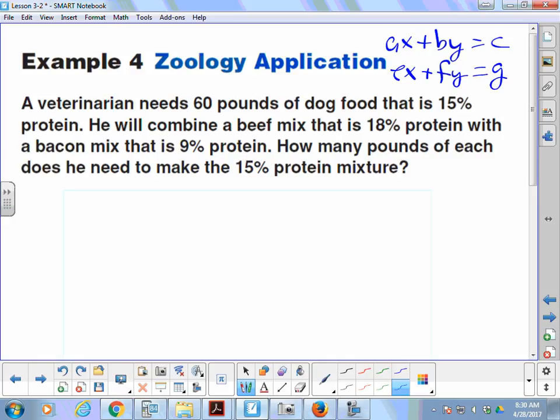The first thing you've got to do then is identify what you're going to let equal x and what you're going to let equal y. So when you get that final answer, that point, you know what they're referring to. In this case, we're going to let x equal the beef mix, and y equal the bacon mix.